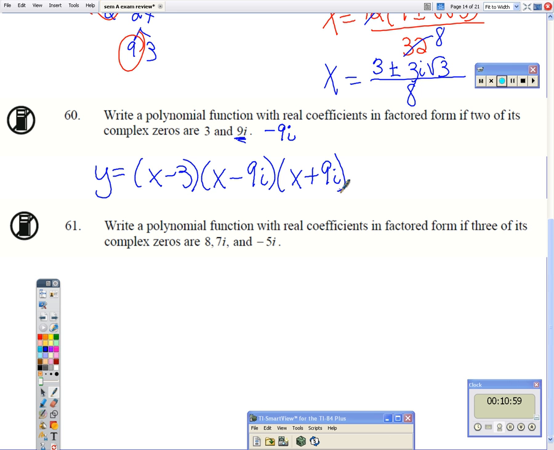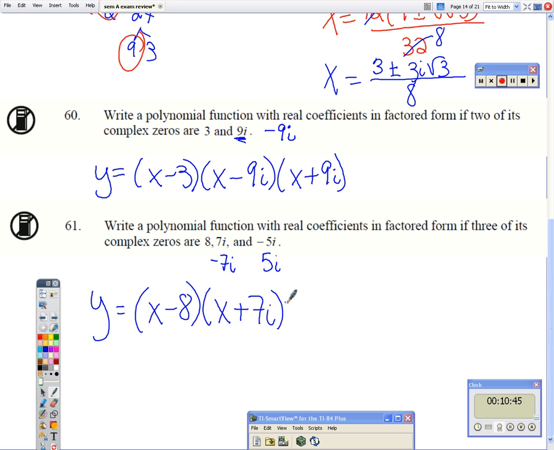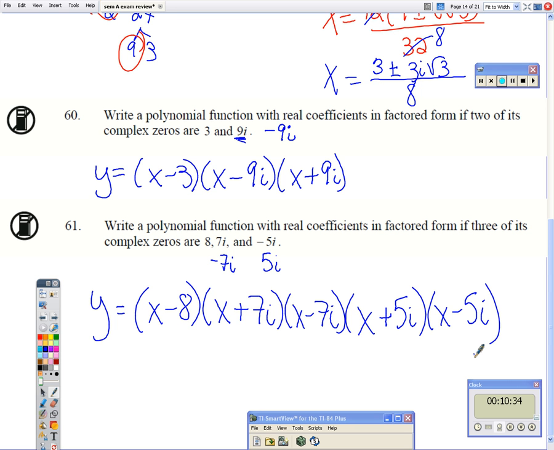Same thing for 61. I need a negative 7i and I need a positive 5i. They come in pairs when they're imaginary. So I'm going to use all of them as my factors. And again, this one does not say standard form. So I'm going to leave it multiplied out just like that.